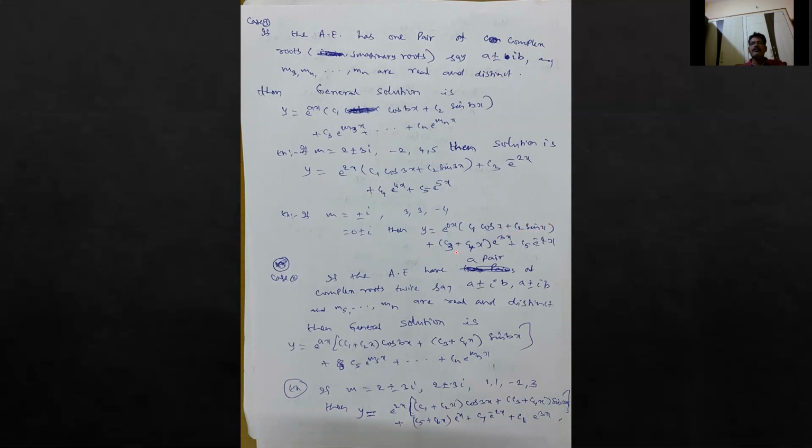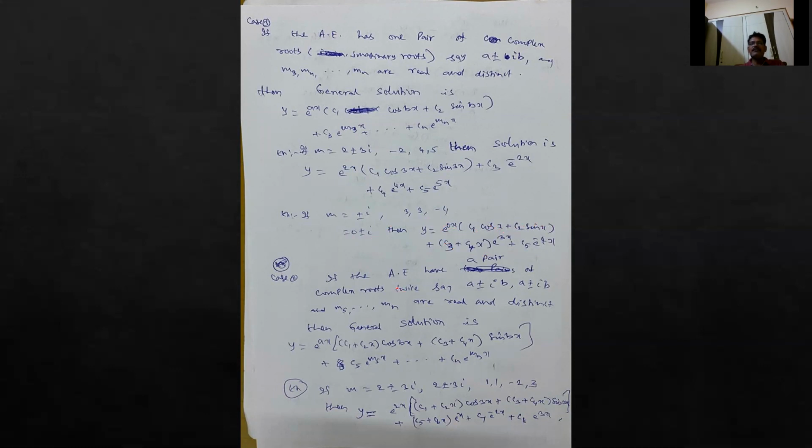b is 1. So 3 is the 2 times repeated, so already c1, c2. Next (c3 plus c4x) e power 3x. And minus 4 is the distinct, so we can write c5 e power minus 4x. So here, for example, if m is equal to, and that means here one pair of complex roots, 0 plus or minus i, and 3, 3 is repeated 2 times, and minus 4 is distinct. The solution is e power ax (c1 cos bx plus c2 sin bx), in place of a equals 0, in place of b is 1. And this can be written as (c3 plus c4x) e power 3x plus c5 e power minus 4x.